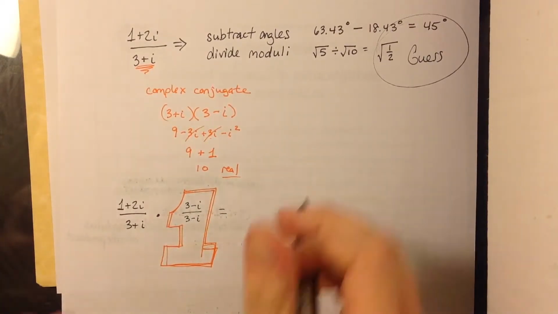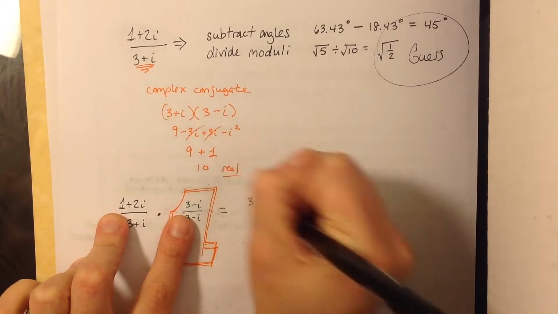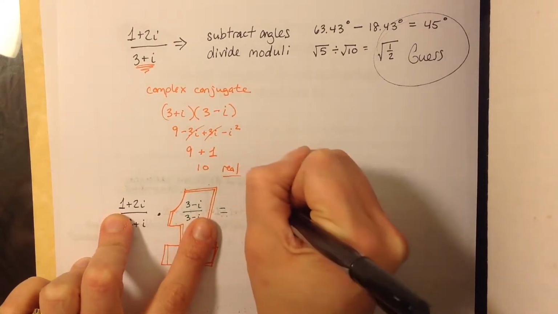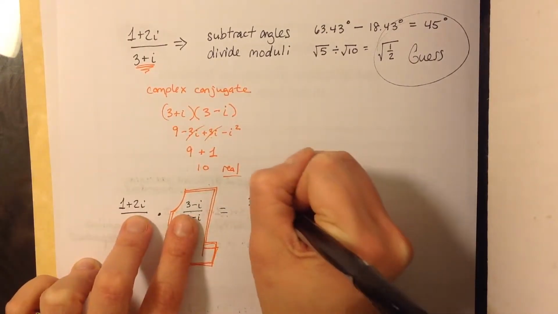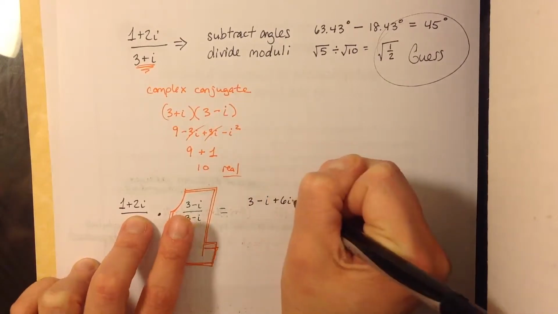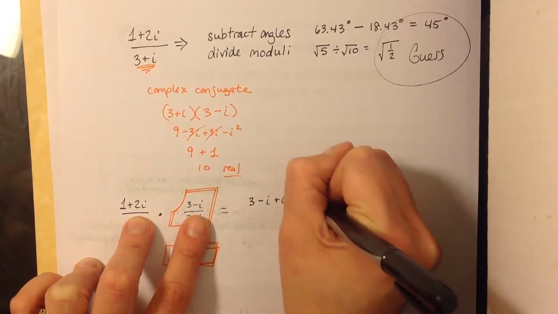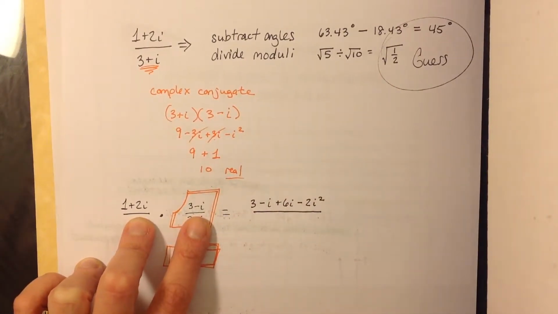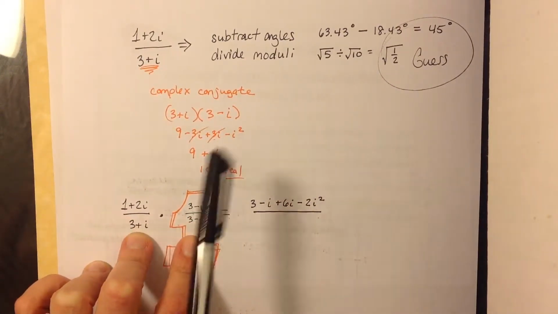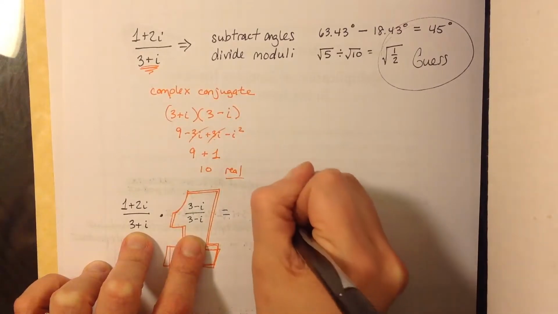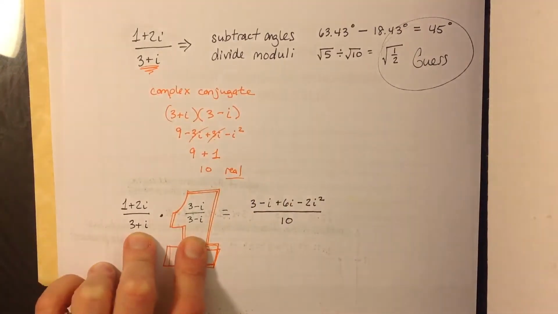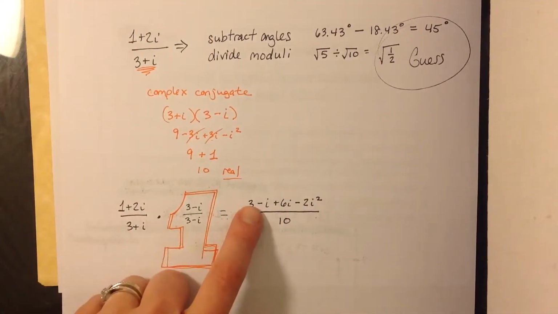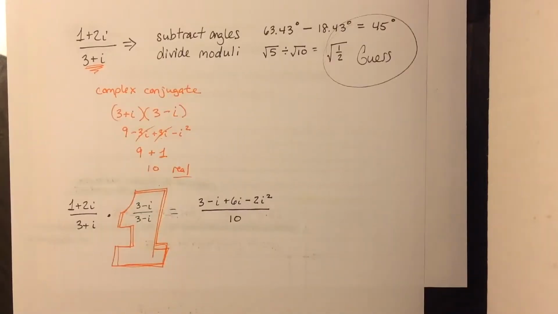On the top, I get 1 times 3 is 3. 1 times negative i is negative i. 2i times 3 is 6i. 2i times negative i is negative 2i squared. In my denominator, we already did this work right up here. I know my answer is going to be 10. So that's handy. Now I'm going to simplify this up here.